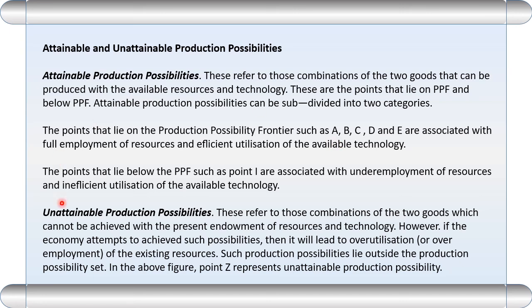Second is unattainable production possibilities. These refer to those combinations of two goods which cannot be achieved with the present endowment of resources, availability of the resources and technologies. However, if the economy attempts to achieve such possibilities, then it will lead to overutilization or overemployment. Try to see all these things in a graph.